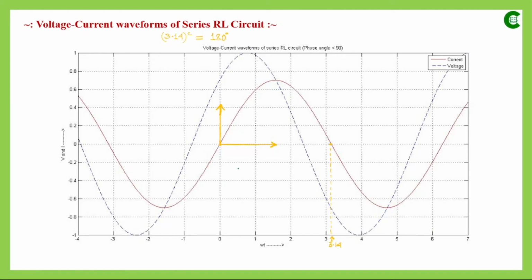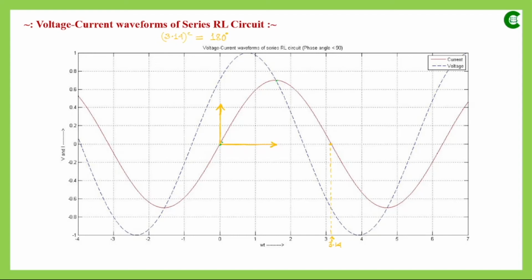Now here again the current has been taken as reference. So this is the origin, where the x-axis is along which we have represented the angle or omega t value, and the y-axis is along which we have represented the amplitude of voltage and current. Since current was taken as reference, current is starting at the origin, and this is the peak value of the current when the omega t value is 1.57.